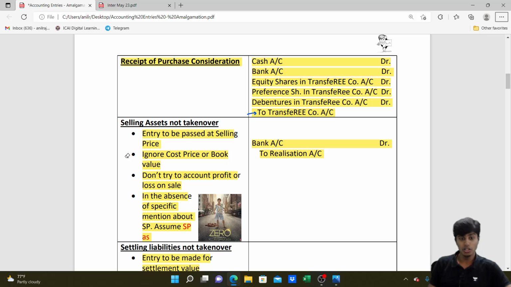Very good. Now, selling assets which are not taken over: whichever assets are transferred to realization but not taken over by transferee should be sold. For which we will not write asset to bank, we will write bank to realization. Asset account is not credited again because it is already credited by transfer to realization. Don't try to account profit or loss. Write the entry at selling price. Profit will automatically get adjusted with realization profit. And don't write the sale entry if nothing is mentioned in the question. Meaning, by prudence, we'll assume that the asset will realize 0 rupees if not mentioned in the question.